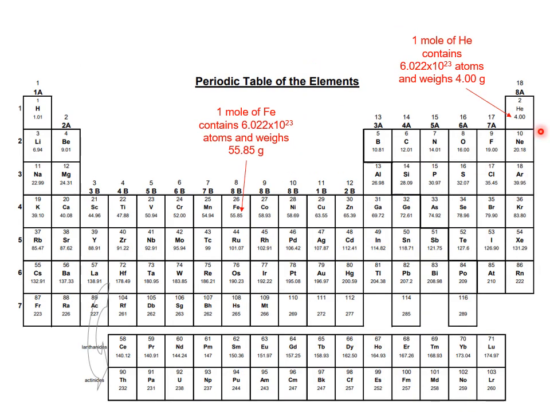So that's true for all other elements on the periodic table as well. So for example, 1 mole of helium contains 6.022 times 10 to the 23rd atoms, and it weighs 4.00 grams. So this number on the periodic table here at the bottom is the mass of 6.022 times 10 to the 23rd atoms of that element. Same thing with iron. 6.022 times 10 to the 23rd atoms of iron have a mass of 55.85 grams.